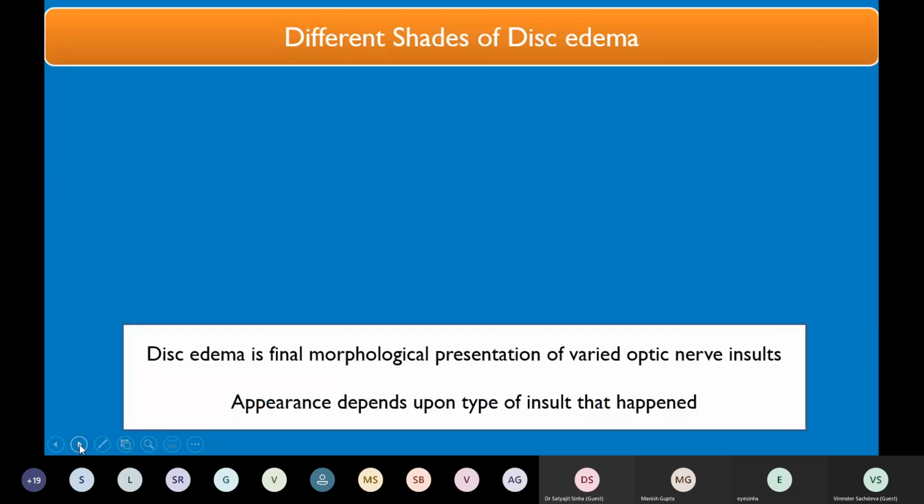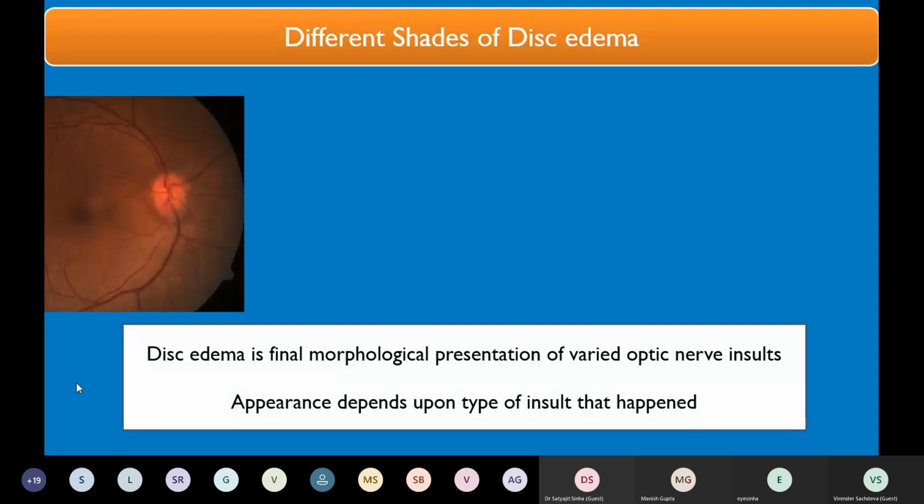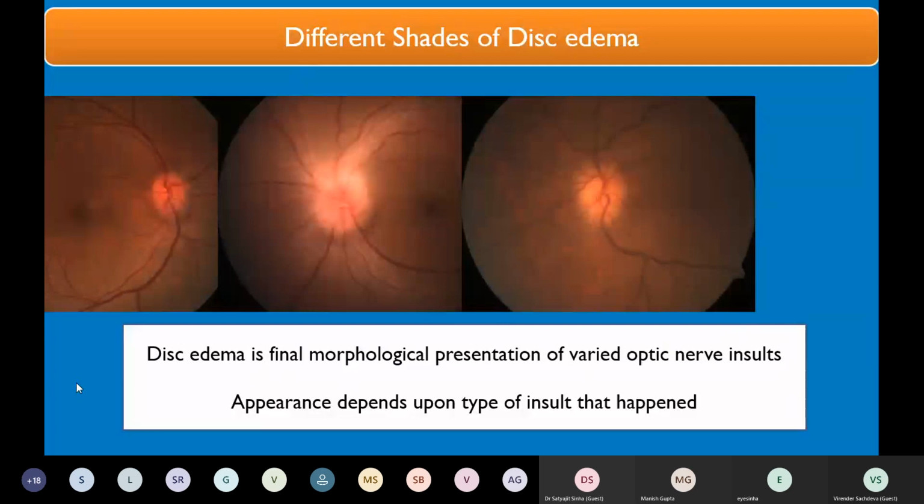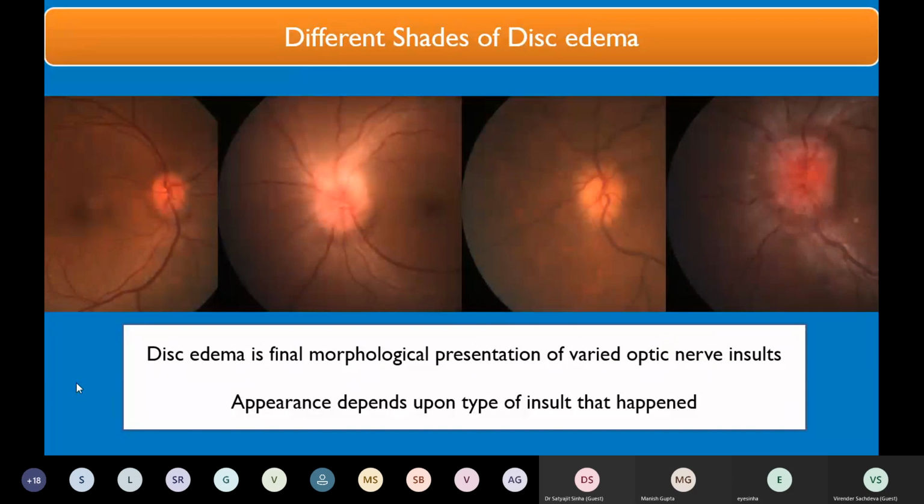Okay. Now we move to diseases presenting with disc edema. We should remember that disc edema is again one of the morphological presentations of various optic nerve insults. And appearance depends upon the type of insult that happened. So it could be a mild disc edema, severe disc edema, a resolving disc edema, or disc edema along with peripapillary RNFL obscuration.